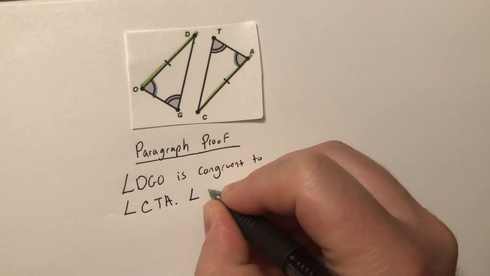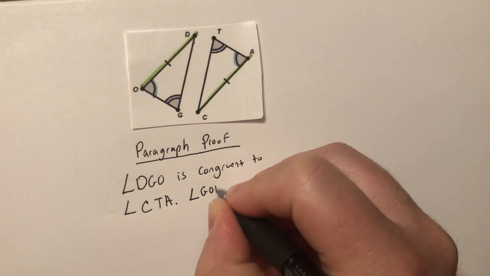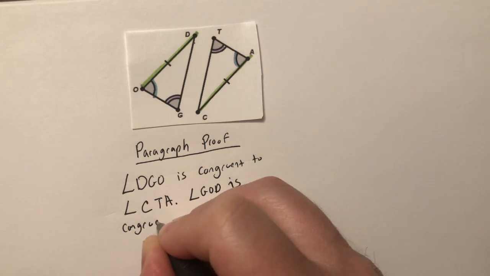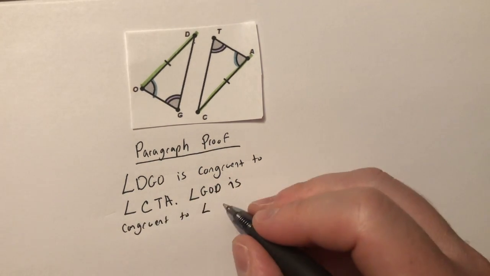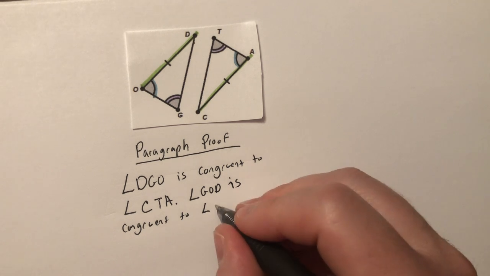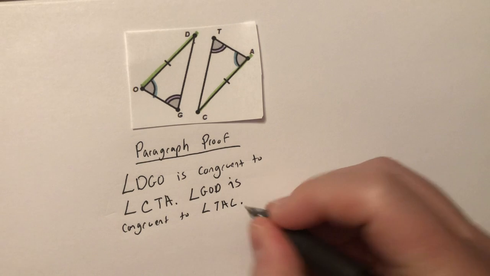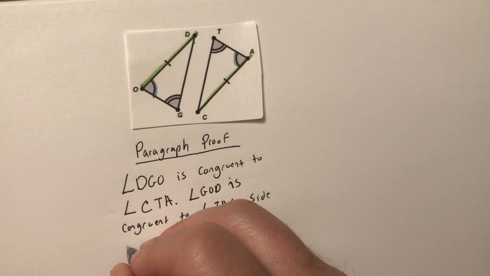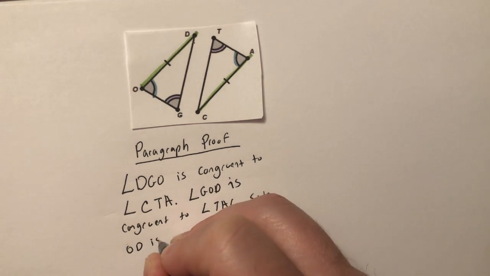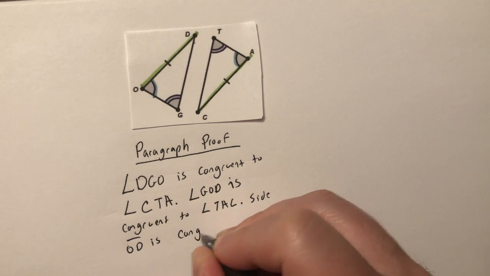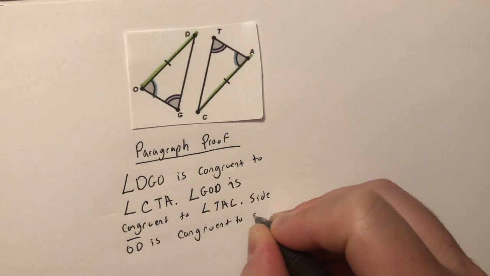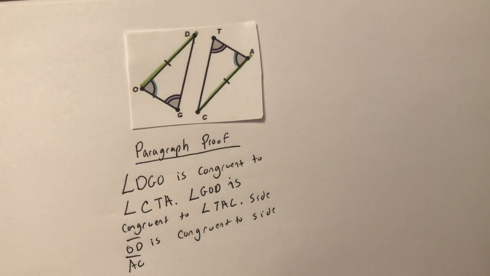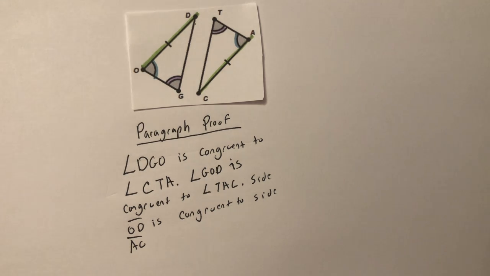Angle GOD is congruent to angle TAC. And then side OD is congruent to side AC. So I've got the different key pieces that I pointed out here.